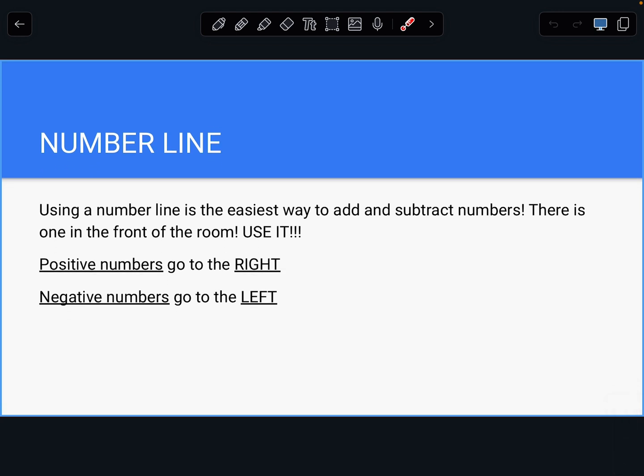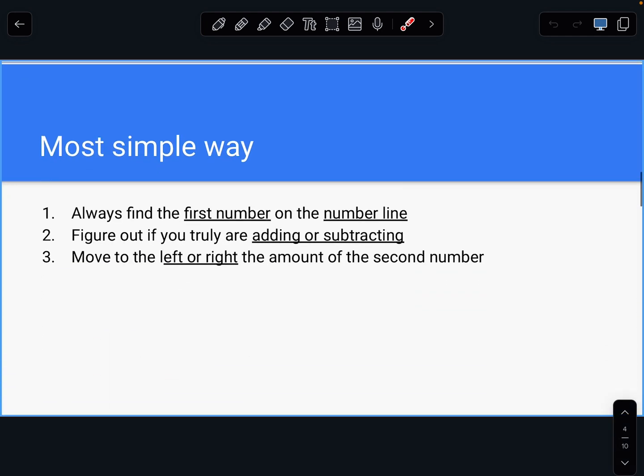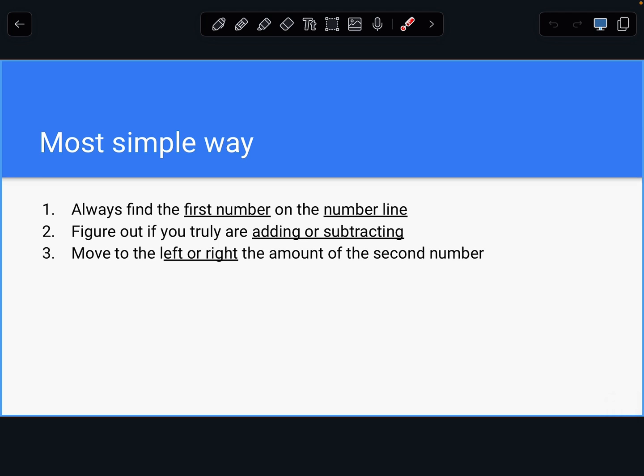Okay, the number line. We have a number line right up at the top in the front of our classroom. Using a number line is the easiest way to add and subtract numbers because all of the numbers are right there in front of you. Everybody can count, and adding and subtracting is just counting. Please use it. Positive numbers always go to the right. Negative numbers always go to the left of a number line. In my opinion, the most simple way to add and subtract integers is to use the number line.